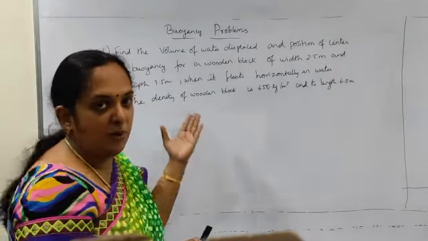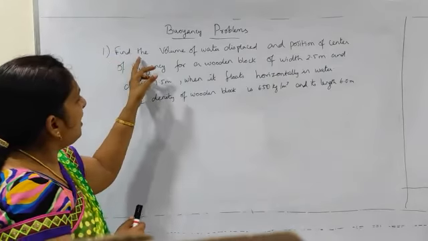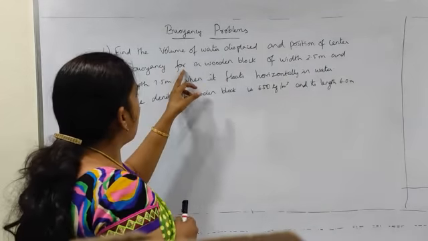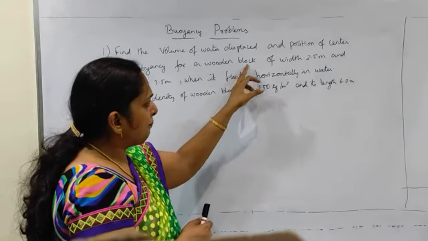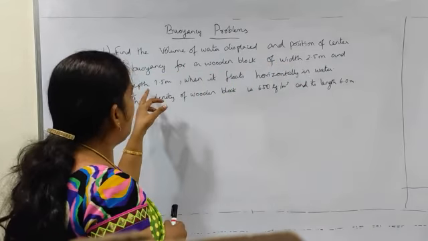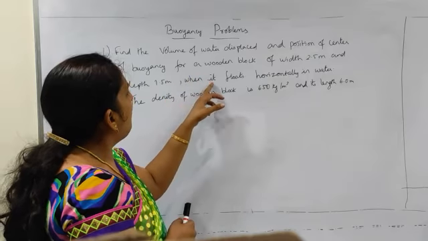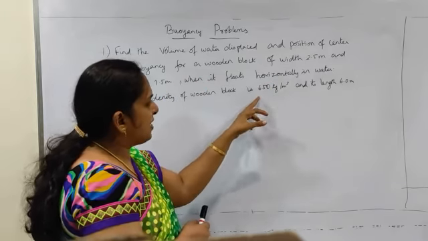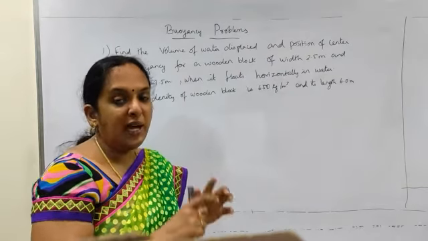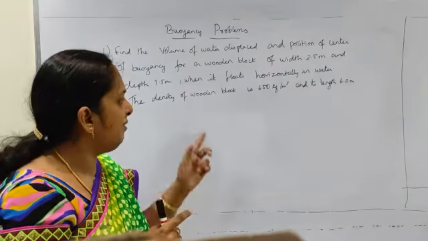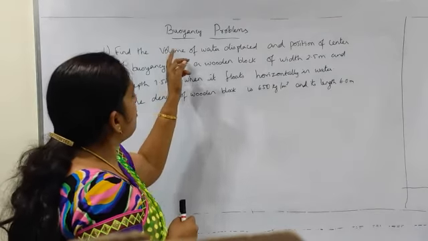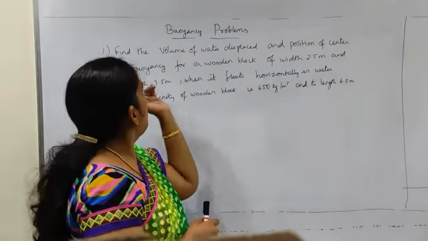Here the problem is: find the volume of water displaced and the position of the center of buoyancy for a wooden block of width 2.5 meters and depth 1.5 meters when it floats horizontally in water. The density of the wooden block is given and its length is also given. So the dimensions of the wooden block and its density are given, and we are asked to find the volume of water displaced and the position of the center of buoyancy.